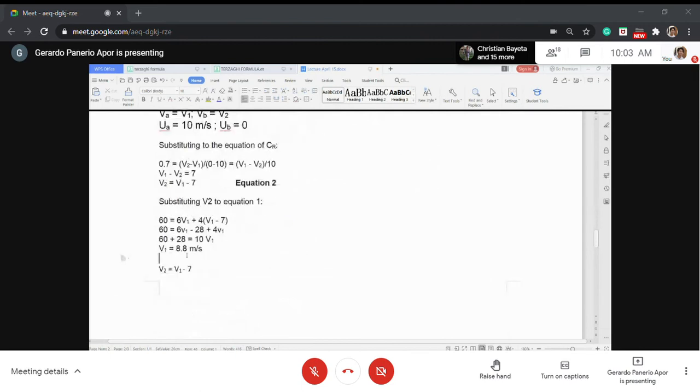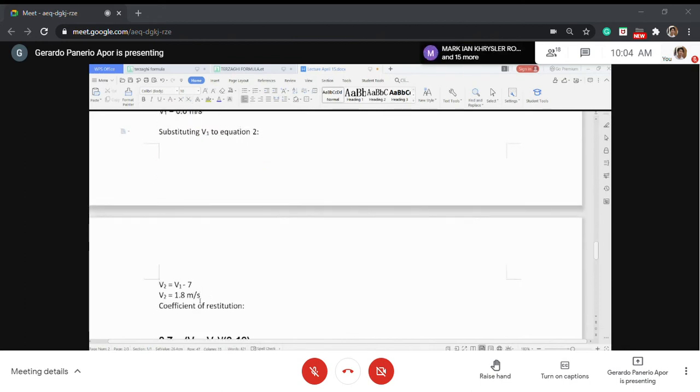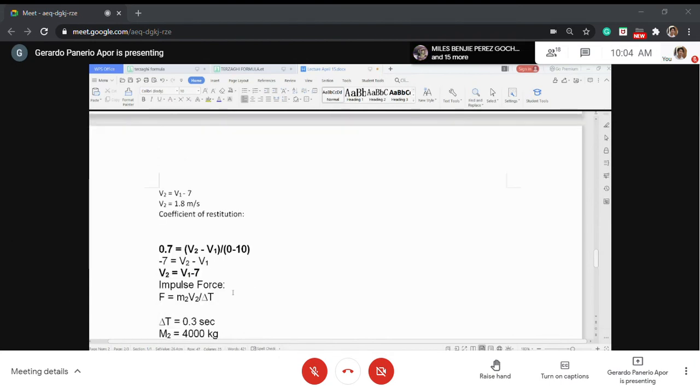And since V1 is 8.8, we go back to equation 2. Substituting V1 into equation 2, we look for the velocity, so V2 here is 1.8 meters per second. So that is what happened.